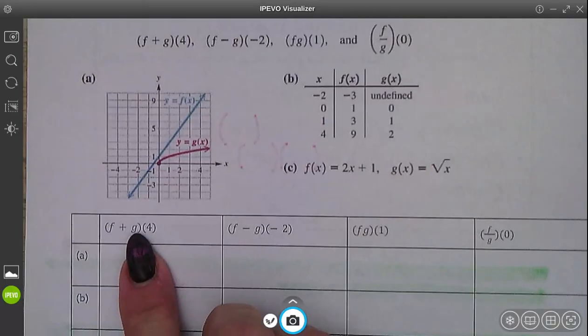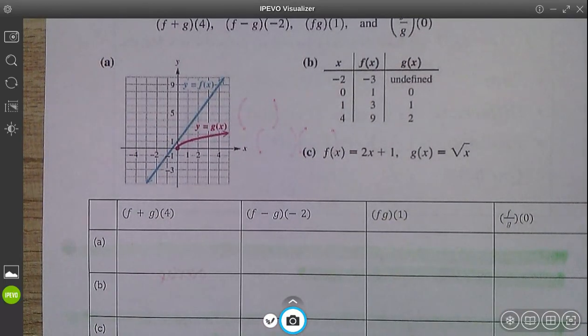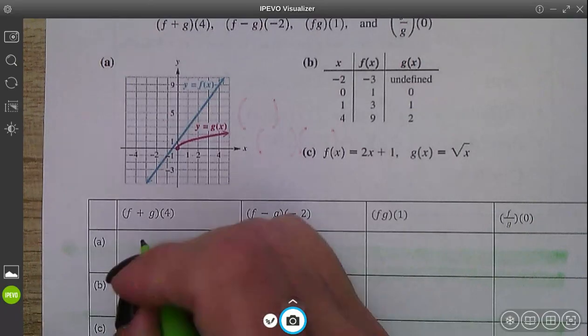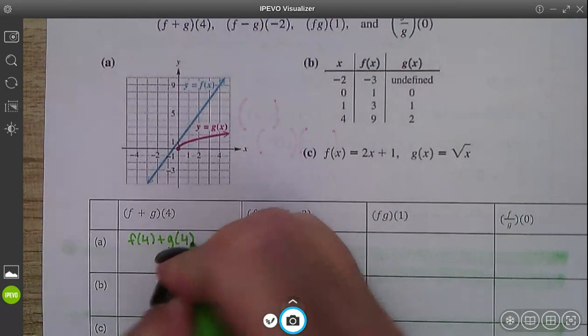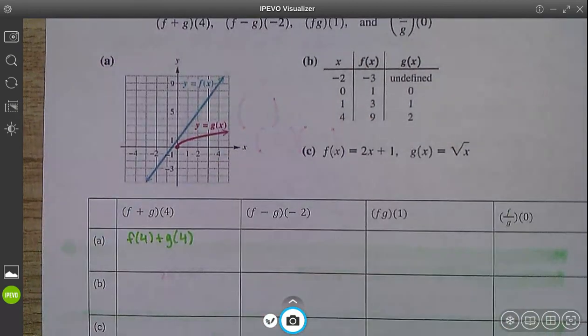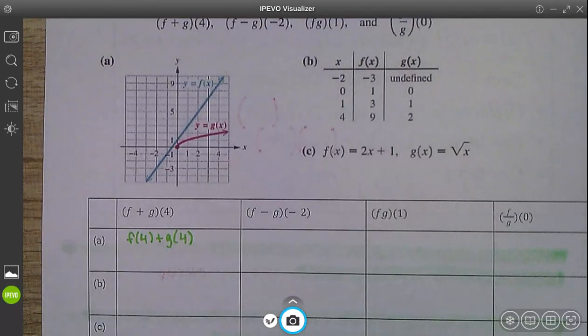So f plus g of 4. In A, when we do f of 4 plus g of 4, f of x is blue in their picture. g of x is kind of that pinkish color. I don't know what to call that. I'm not sure I have a color that's going to match that.